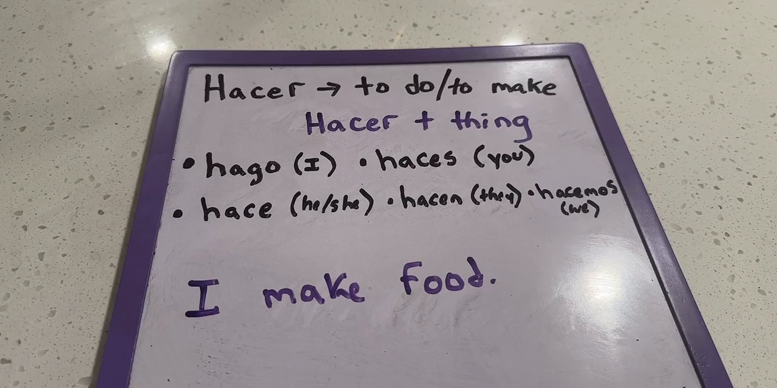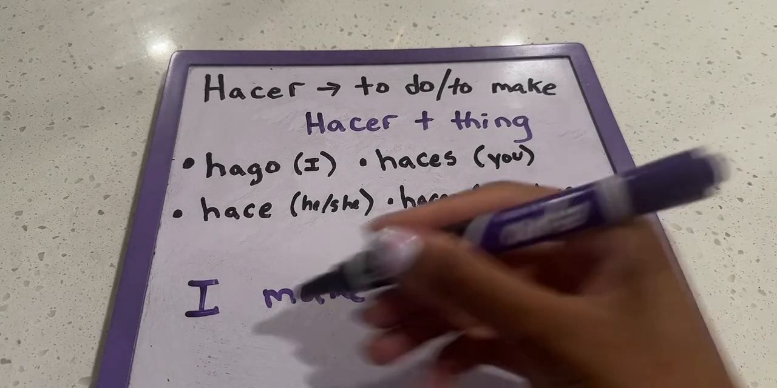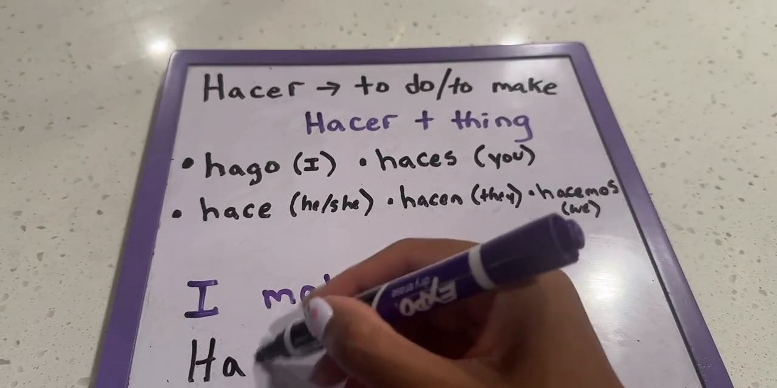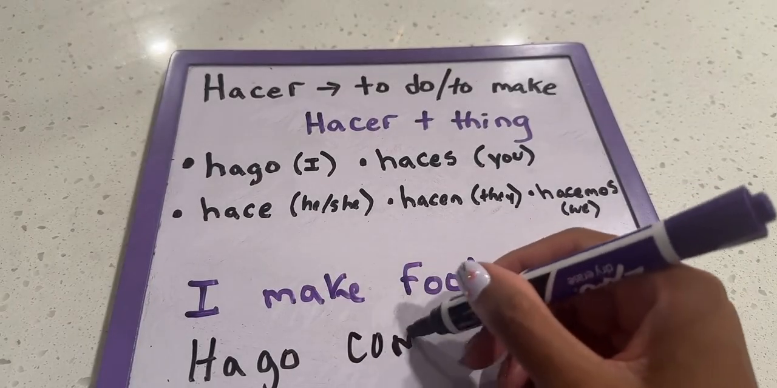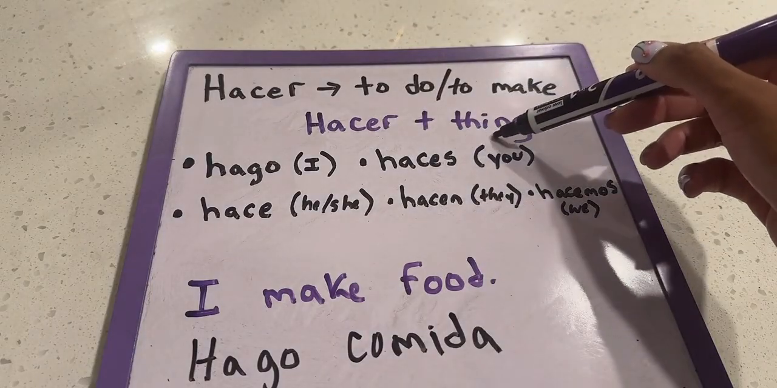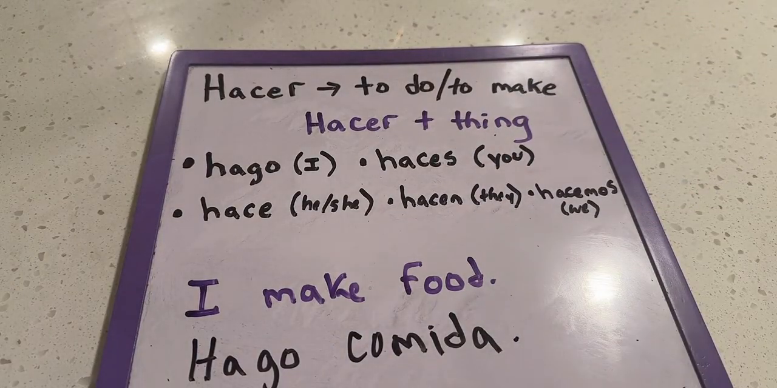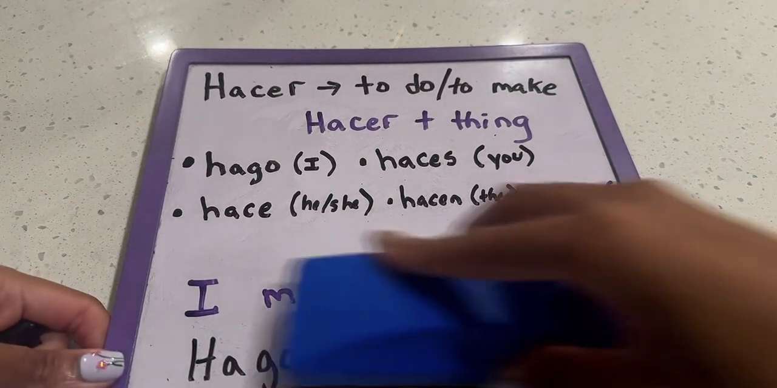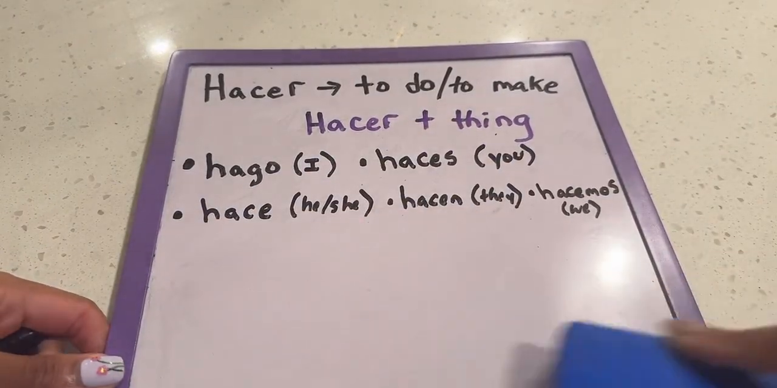Okay, I'm seeing correct answers. Everybody knows that it is hago, so that is great. Okay, good. Exactly. So, yes, if you said hago comida, you are correct. I make food. Hago comida. Correct form of hacer plus whatever it is that you're doing or you're making. All right, so I gave it to you all simply by giving you the English first and wanting you all to do the Spanish. So now I'm giving y'all the Spanish, and I want y'all to give it to me in English.